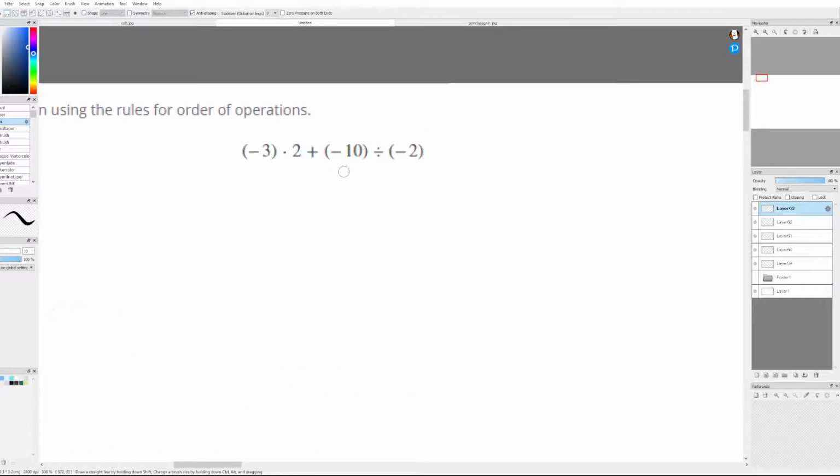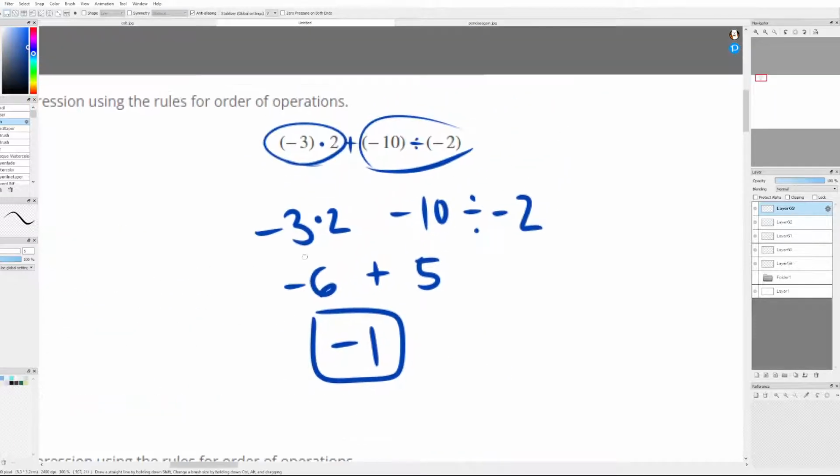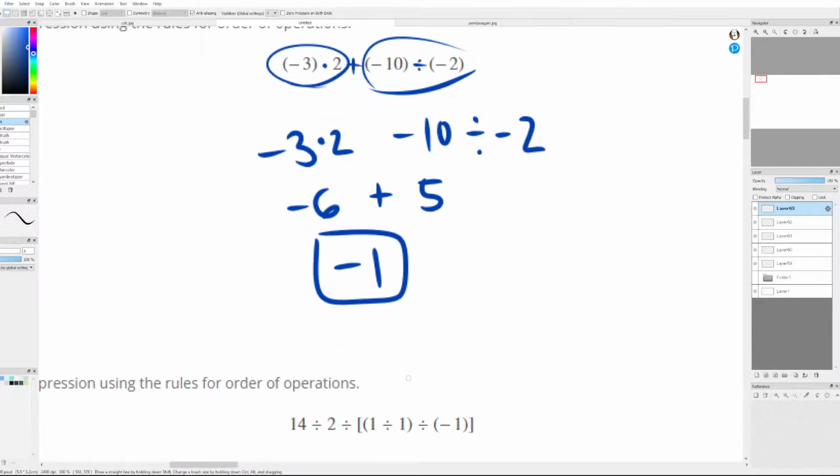For this, we have... The best things to identify are the operations. So we have a times, we have a plus, we have a divided by. So we want to do this first, and then we want to do this, and then we can add them together. So negative 3 times 2 is equal to negative 6. Negative 10 divided by negative 2 is going to give us positive 5, and negative 6 plus positive 5 is going to give us negative 1. That will be our answer. So relatively simple, though it looks a little bit daunting at first.